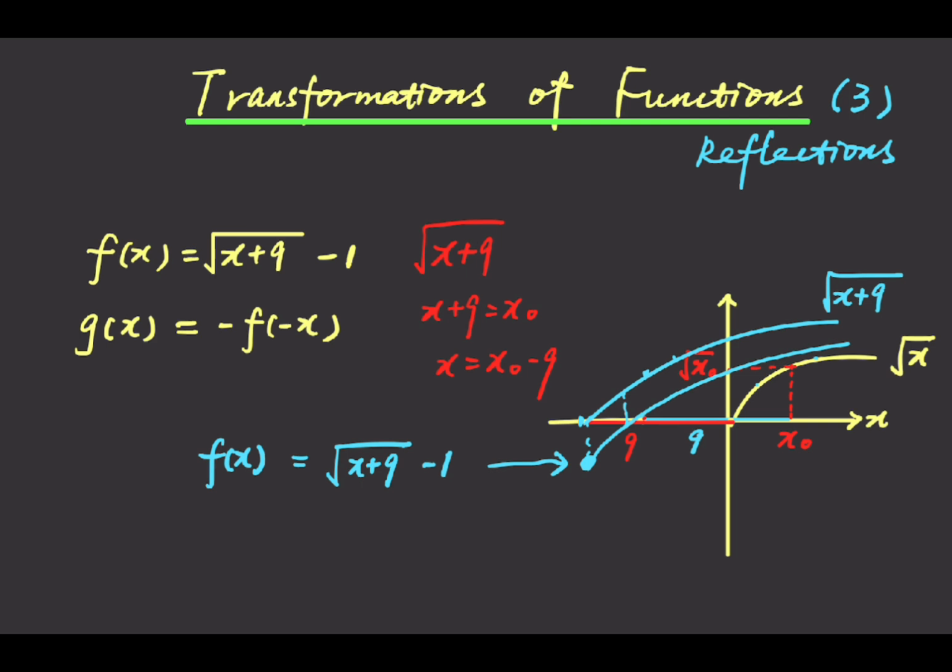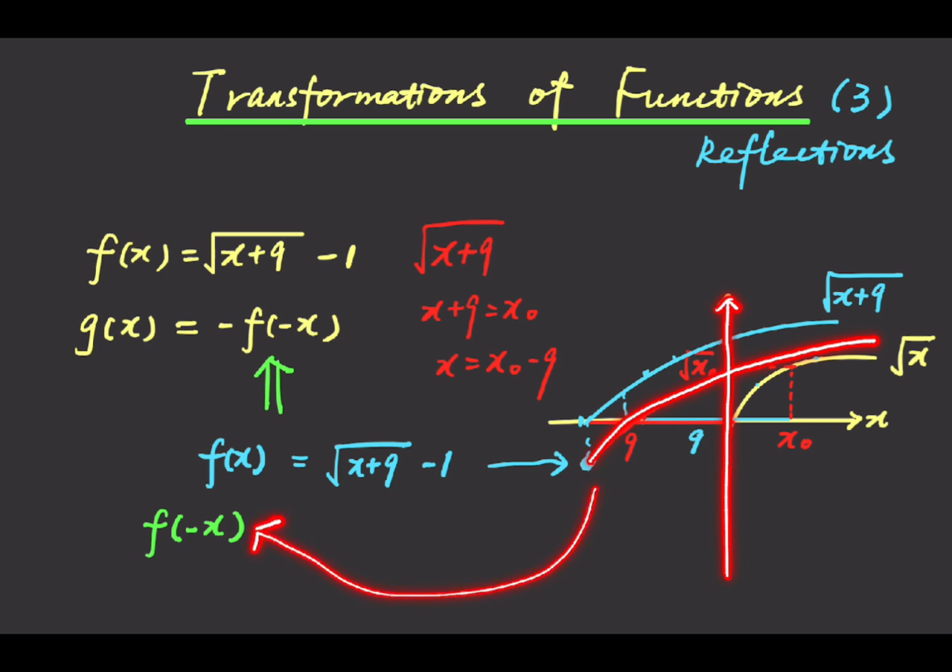Okay, on the basis of this function, we need to focus on the function of g(x). First, we want to get f(negative x). We just need to reflect this function's graph in the y-axis. So this is the graph. Now we want to reflect this graph over the y-axis to get this function's graph.